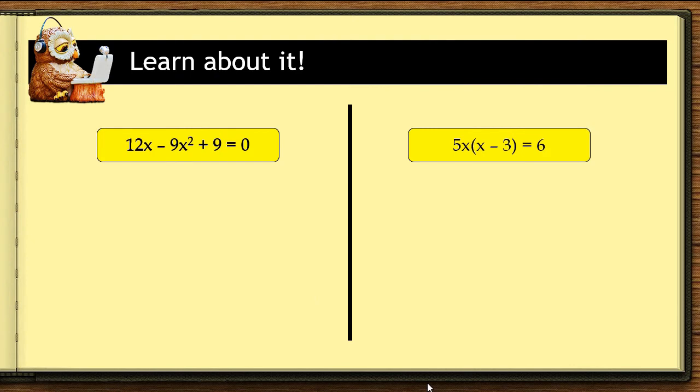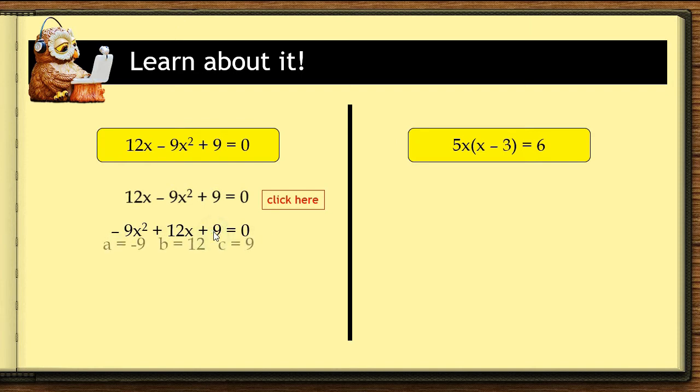Let us have another examples. This time, the equations are not in standard form. So let's start with the equation in the left part of the slide. 12x minus 9x squared plus 9 equals 0 is obviously not in its standard form because the quadratic term should be at the beginning of the equation. So, in rewriting the equation, we will have negative 9x squared plus 12x plus 9 equals 0, and it will be easy for us to identify the values of a, b, and c in this way.